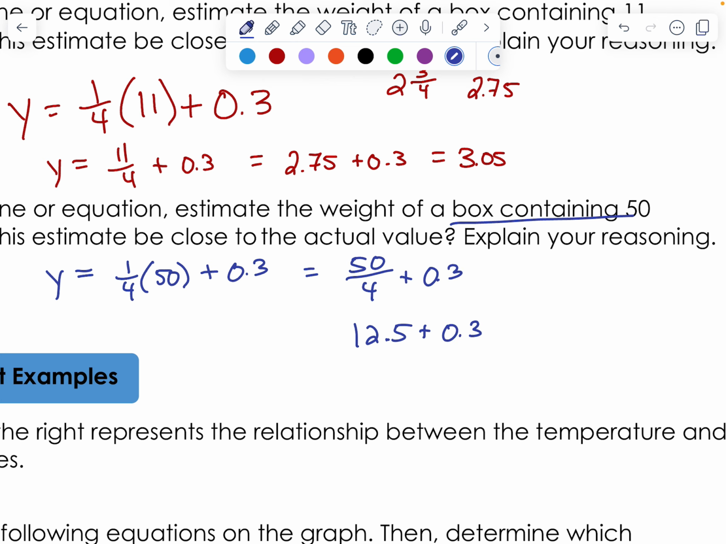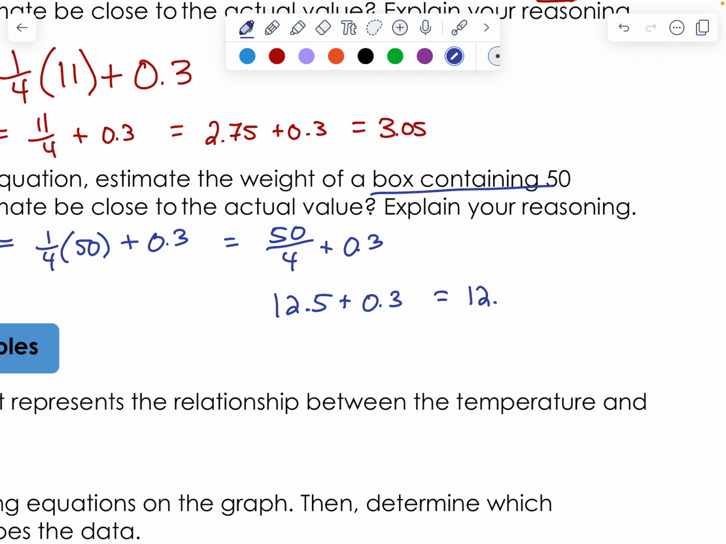All right, so that would give us 12.8 roughly. And that would be kilograms, right? I guess this would be kilograms as well.